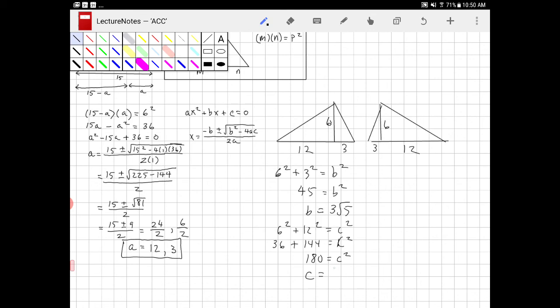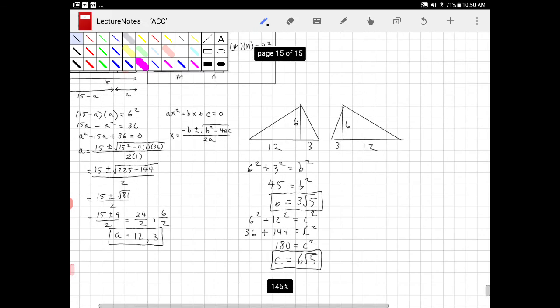What is C equal to? So it's 36 times 5. So it's 6 radical 5. And there you have it. Those are the three lengths. We're dealing with A either equal to 3 or 12.